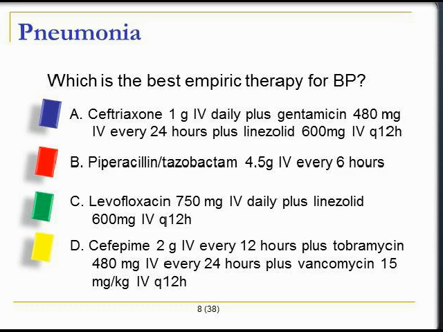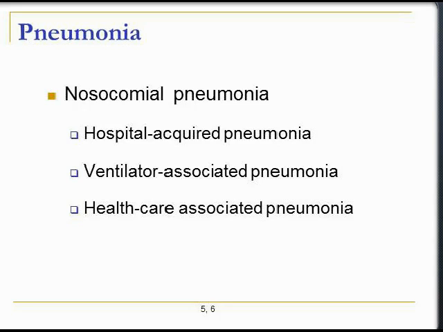Correct answers. So let's talk about nosocomial, and then you'll come back, and hopefully that answer will be self-evident when we get back to that question again. So when we talk about nosocomial pneumonia, there's three types. There's hospital-acquired pneumonia, ventilator-associated pneumonia, and healthcare-associated pneumonia, all of which are defined in your chapter. You're going to have to flip back for those definitions, but they're at the bottom of page 5.